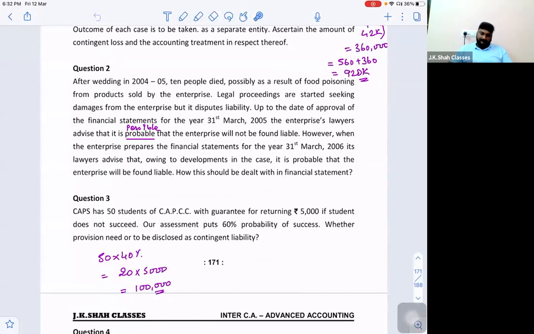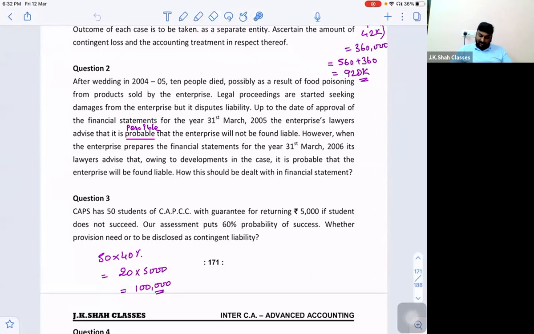Let's go for the second one. After a wedding in 2004-5, 10 people died, possibly as a result of food poisoning. So eat food at your own risk at weddings from products sold by a particular enterprise. Legal proceedings are started seeking damages from the enterprise, but it disputes liability.